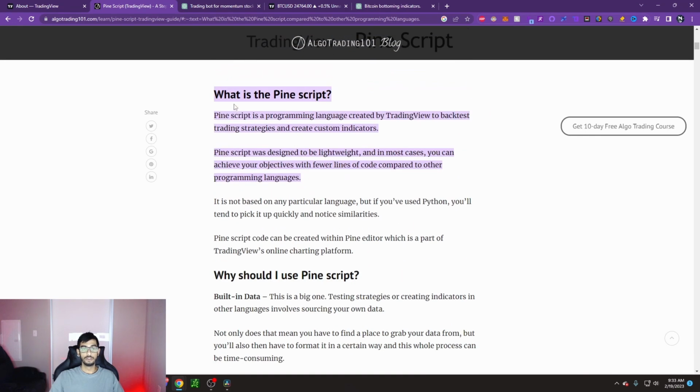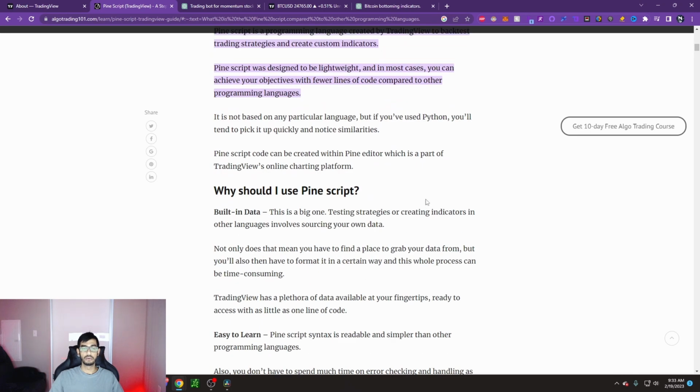So how are we going to use TradingView to create and execute a trading bot? What we're going to do is use PineScript. PineScript is a programming language created by TradingView to backtest trading strategies and create custom indicators. It was designed to be lightweight, and in most cases, you can achieve your objectives with fewer lines of code compared to other programming languages. It's not based on any other languages, but if you use Python, that'll help you pick it up quicker.